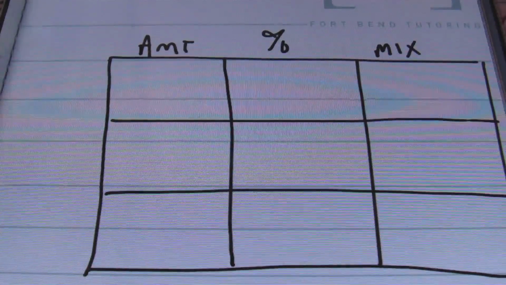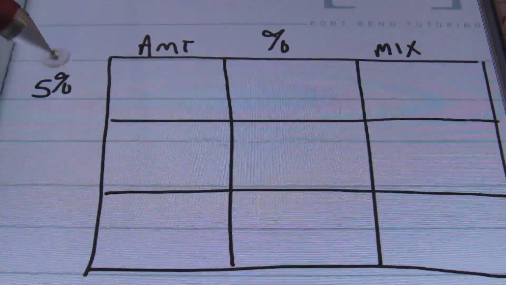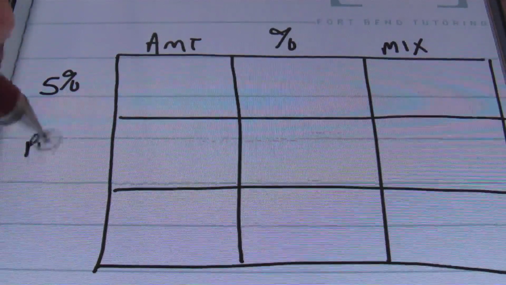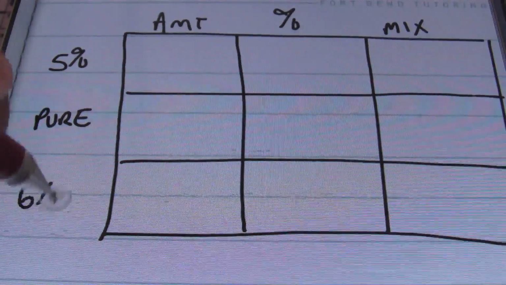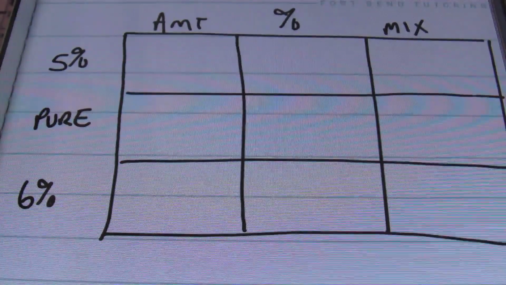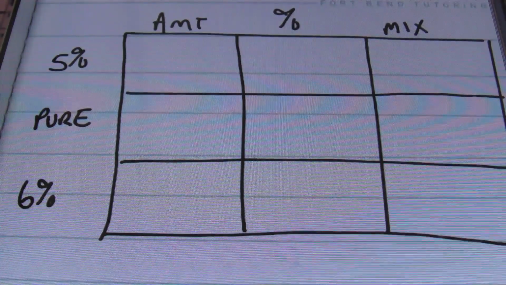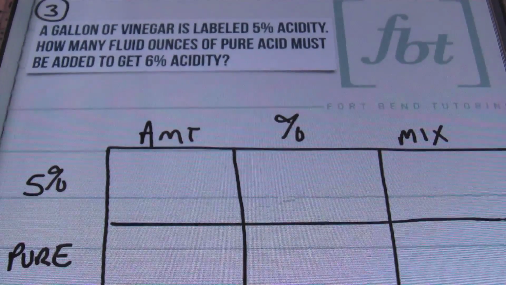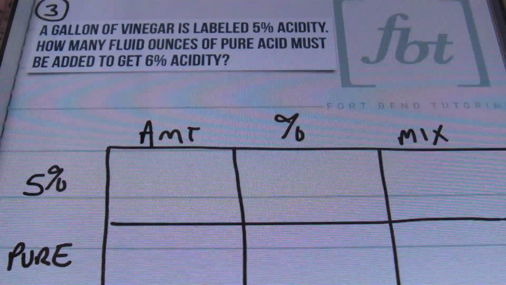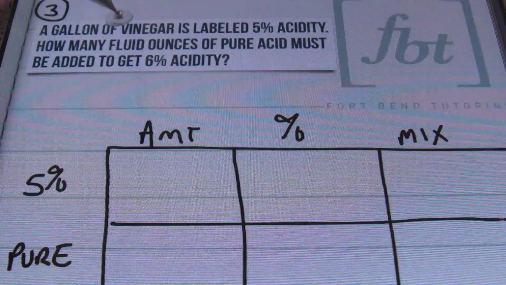The rows that I'll need is going to be 5% acidity. My next row will be my pure acid, and then I hope to get a 6% acidity solution here of vinegar. The next thing I'll be doing, ladies and gentlemen, is writing down my amounts, all right? Now, keep in mind, ladies and gentlemen, that they told us that we had a gallon of vinegar, and then they're asking us how many fluid ounces.